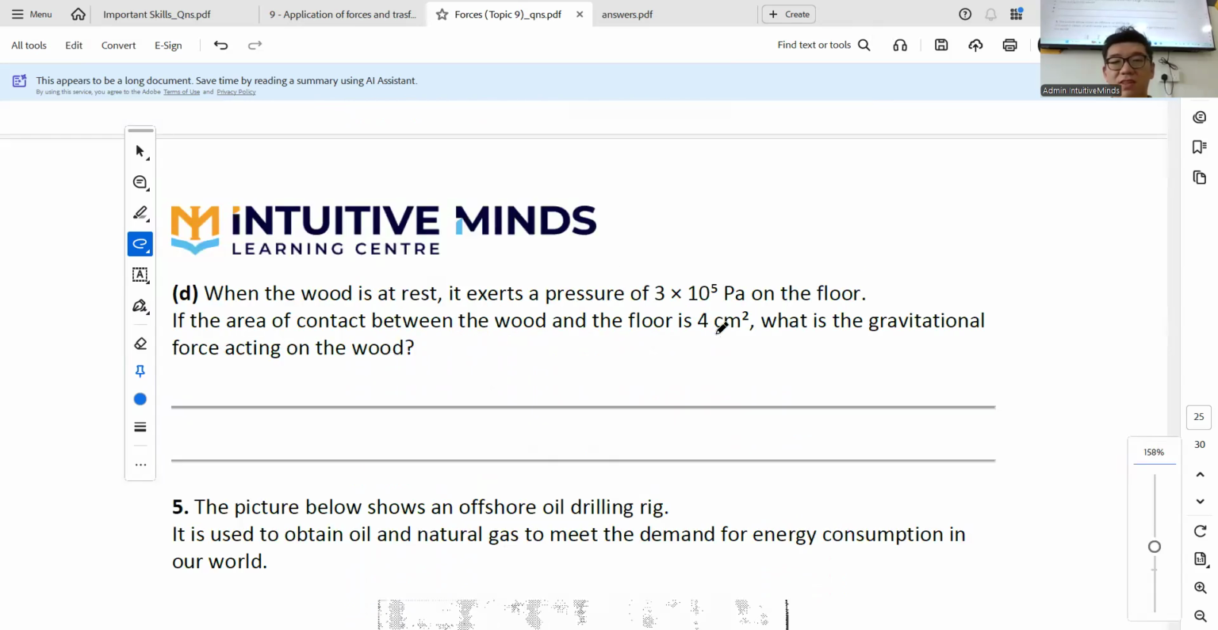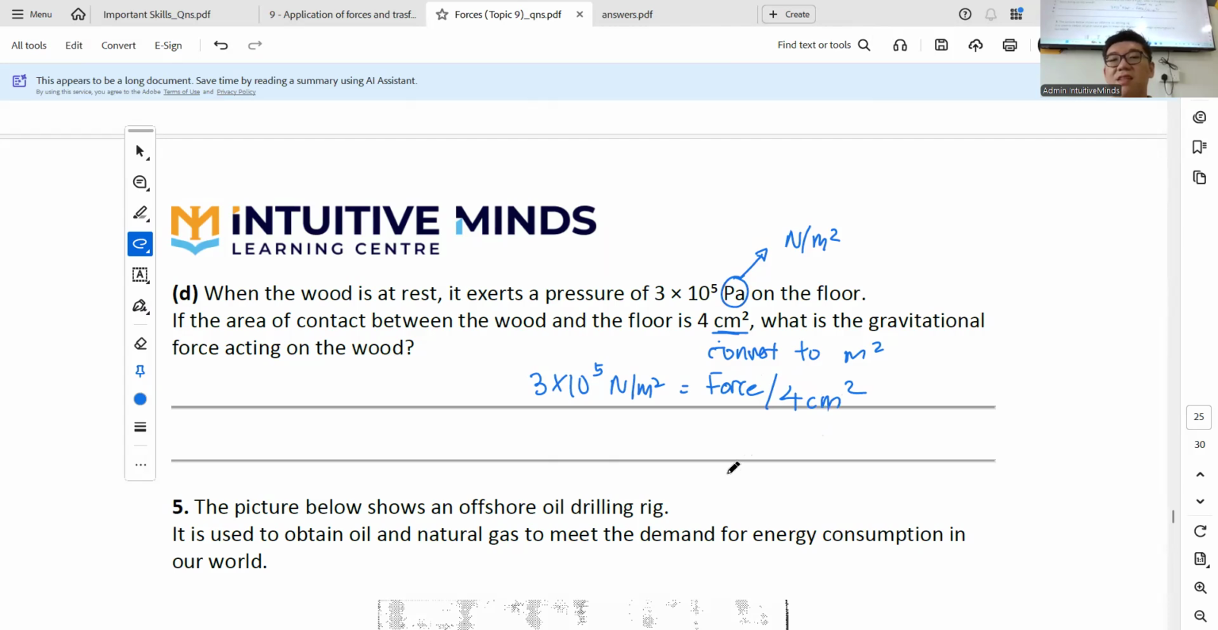But as you're doing this, you need to convert to meter square. Do you know why? Pascal is newtons per meter square. So when you're doing your calculations, if you do something like this, meter square and cm square cannot multiply. That'd be wrong. Do you know how to convert to meter square?